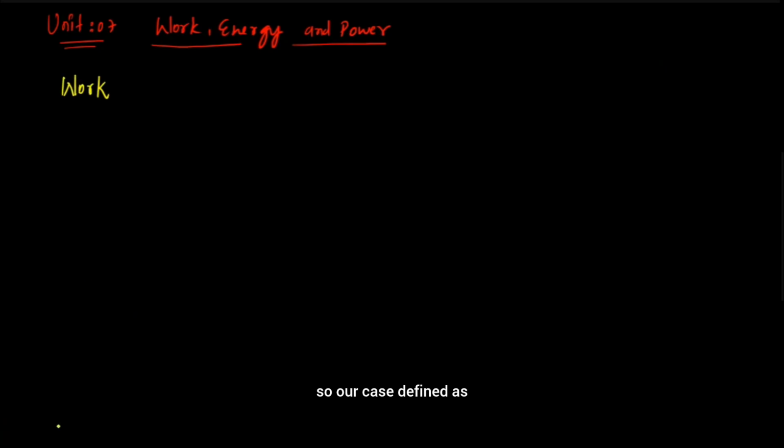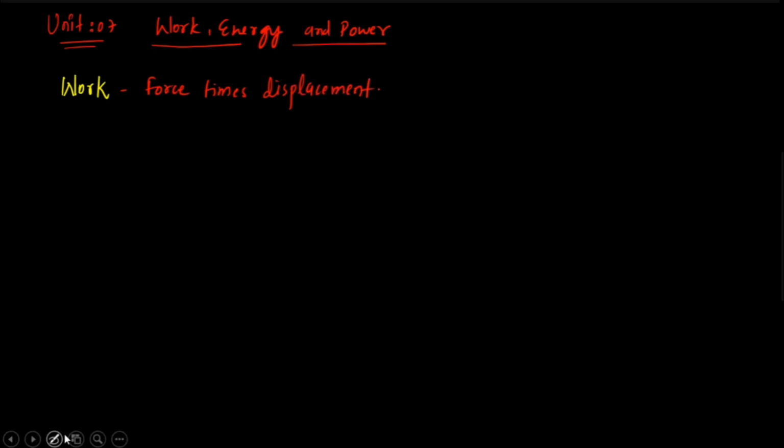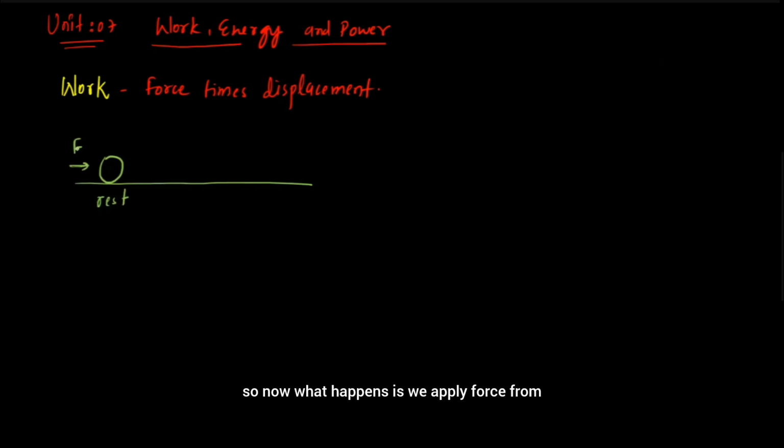So work is defined as force times displacement. How can we explain it? For example, suppose that there is an object, and that object was initially at rest, I assume. Now we apply force from the backward side, from the opposite direction, and because of the force acting on the body, the object is going to move, or you can say it is going to displace in this direction. So what we need to understand here is that work is only defined when there is a force, and because of that force, there is some displacement going on.